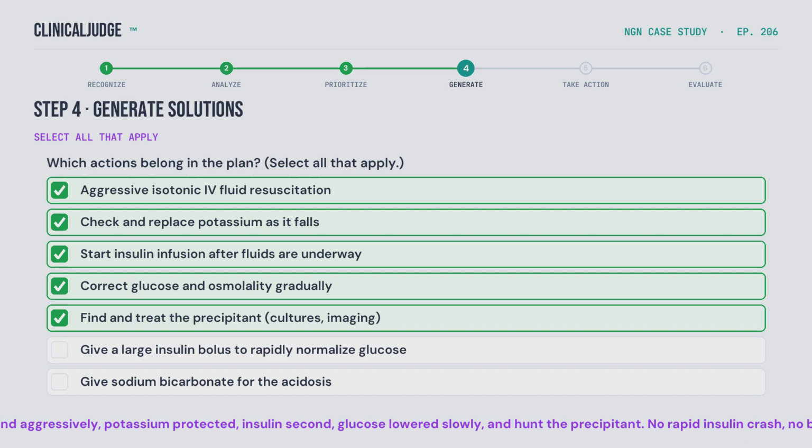And find and treat the precipitant, the pneumonia or urinary infection that likely lit the fuse. The traps, a rapid insulin crash that drops the osmolality too fast and risks cerebral edema, and bicarbonate for an acidosis he does not have. Right actions, and a slow, deliberate pace.